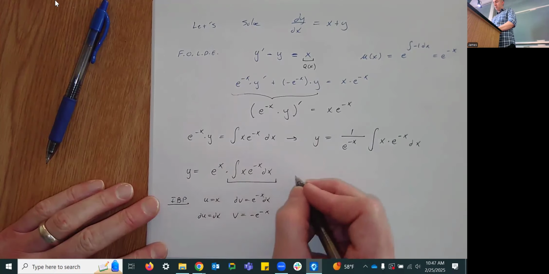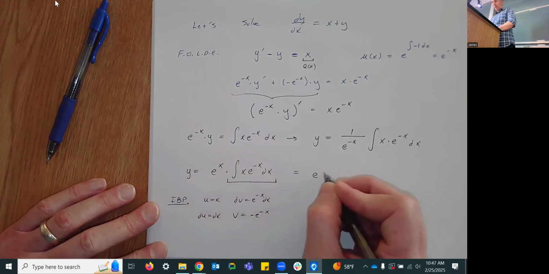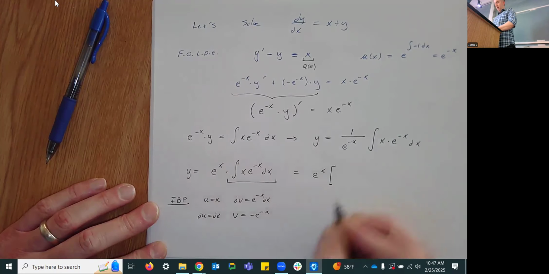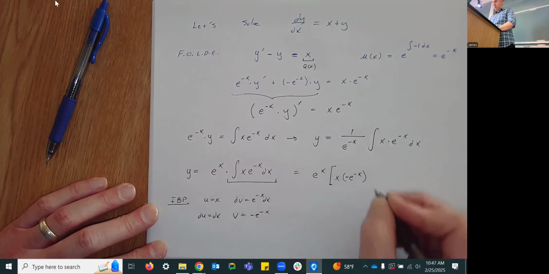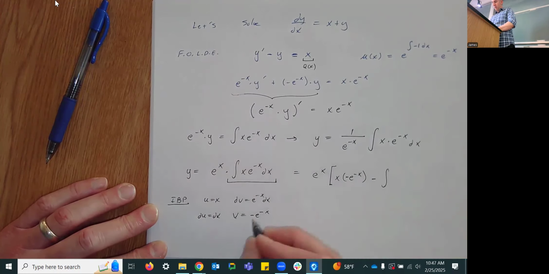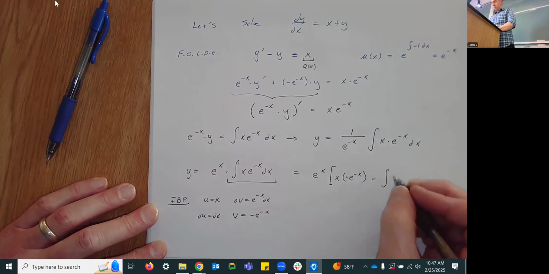So this is going to become equal to e to the x hangs out, and then we multiply u times v, so we get x times negative e to the negative x, minus the integral of v times du, so minus the integral of negative e to the negative x dx.